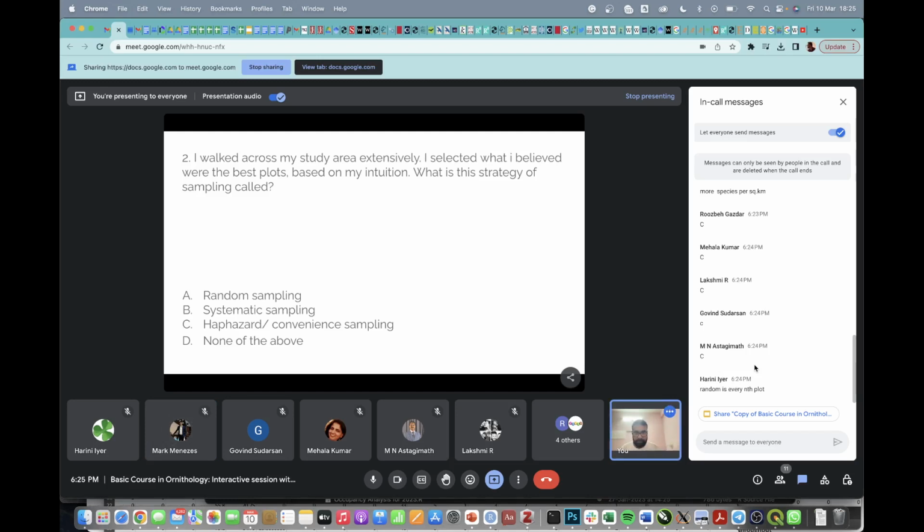Random has a different meaning, Lakshmi. That's all I'm saying. Okay, I understood, sir. I missed that point. Anyways. No, Harini, random is every nth plot. Then what is systematic sampling?